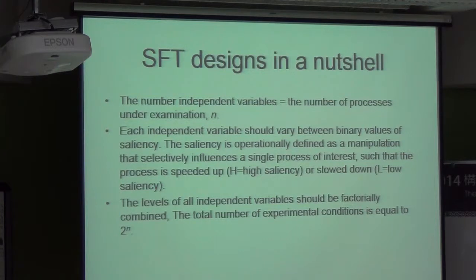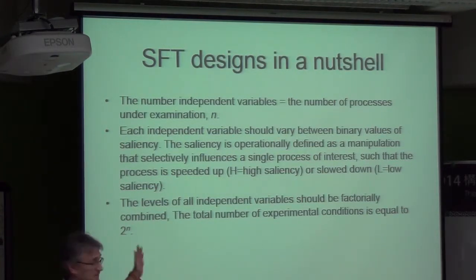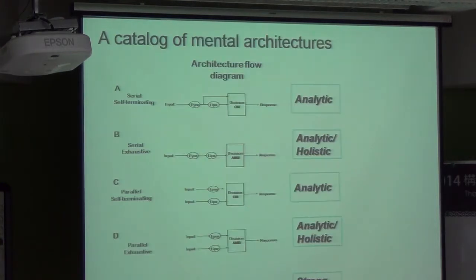You see, if you increase the number of processes, our aspiration goes up, and the number of conditions goes up exponentially. All right, so that is as simple as this. You have to follow these guidelines, and that's how you can arrive at a system factorial technology method.